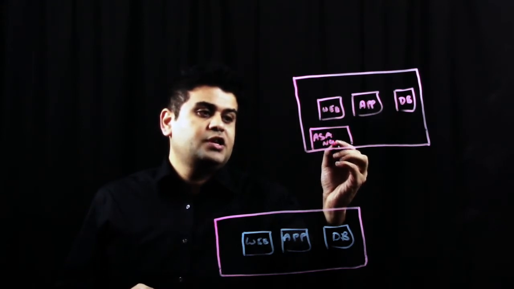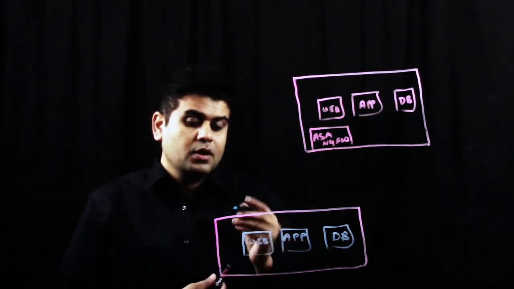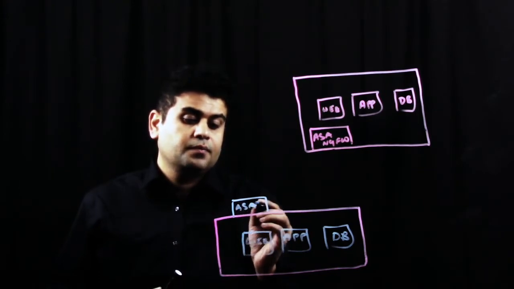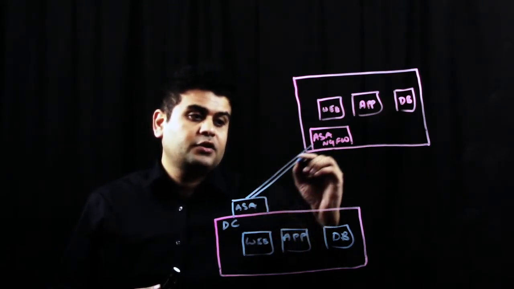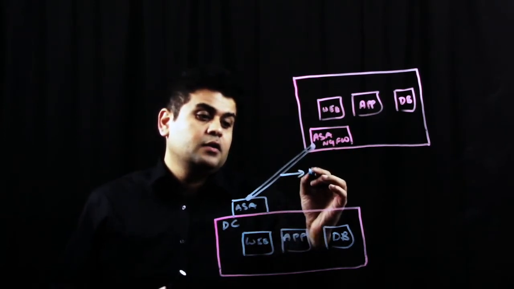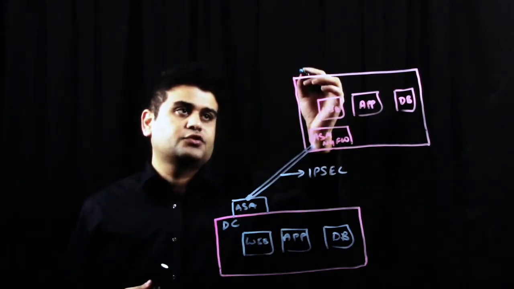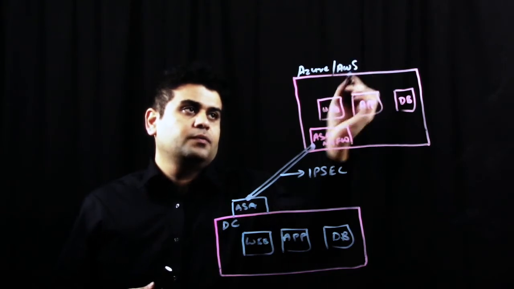And I have my virtual firewall. It can be ASA or NGFW. I can use it for remote access VPN towards my corporate data center. This is my data center. I can bring up a site-to-site tunnel with my corporate data center so that I have secured communication between my data center and my public cloud infrastructure. It can be Azure or AWS.